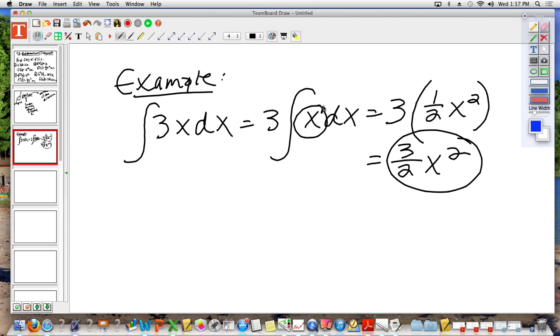Yes? Ms. Corrigan, I'm confused about the dx part. Like, I don't understand what. All this is telling you is that the function that you have to come up with in the end, this function right here, has to have an x in it. So if this said dt at the end instead of dx, it would be 3 over 2 t squared. Oh. Okay?